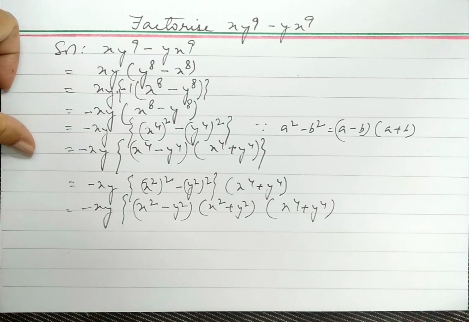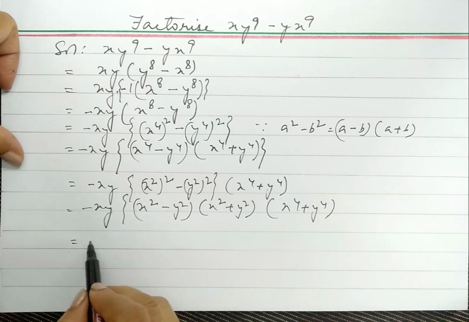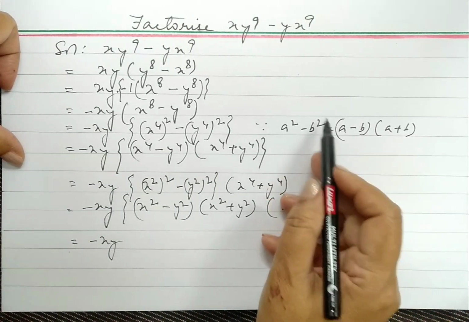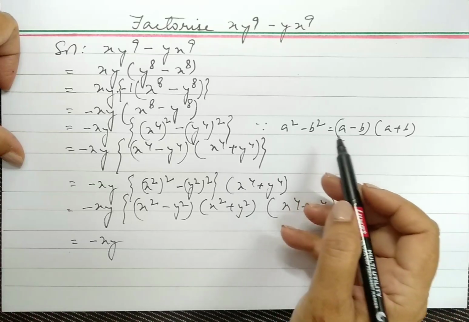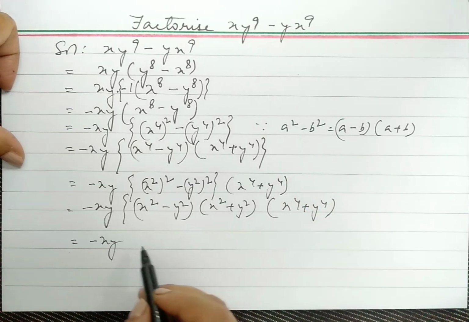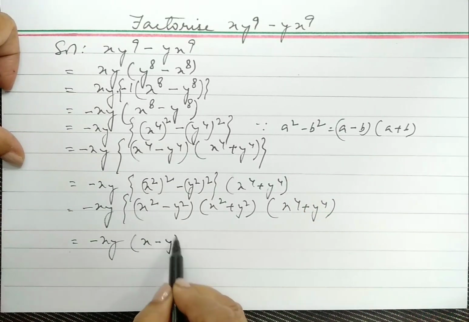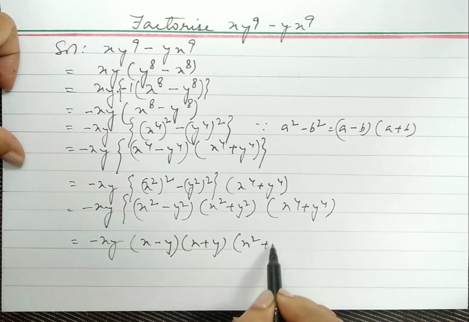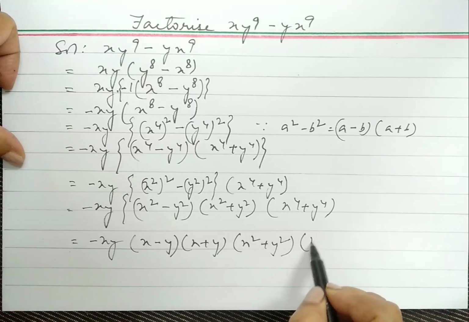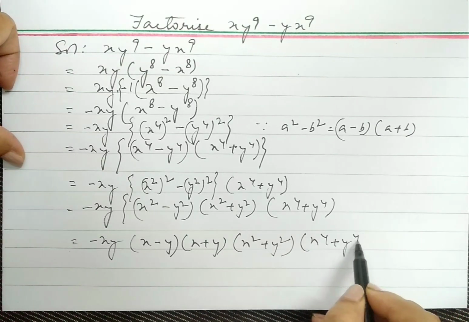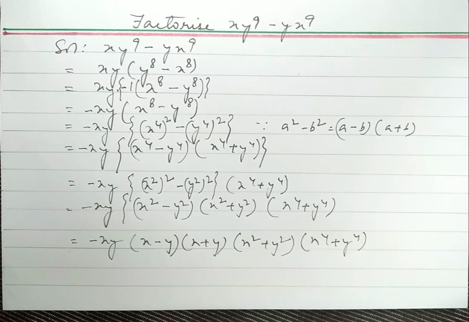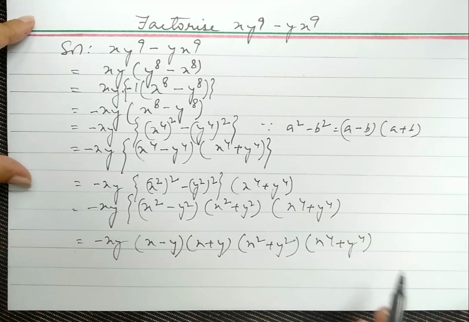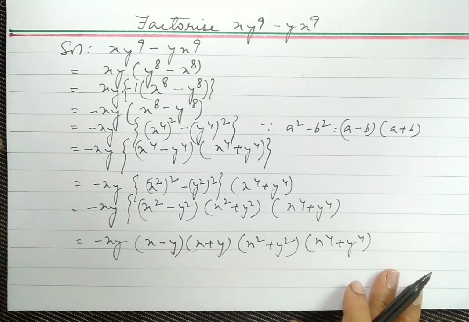Alright, simple. Here minus xy, this can be again broken up because this is exactly in this third identity form, a square minus b square. So we can write very well x minus y, x plus y, and here x square plus y square, and here x to the power 4 and y to the power 4. Have you understood? So this takes us to the final answer, and this is what the answer is.